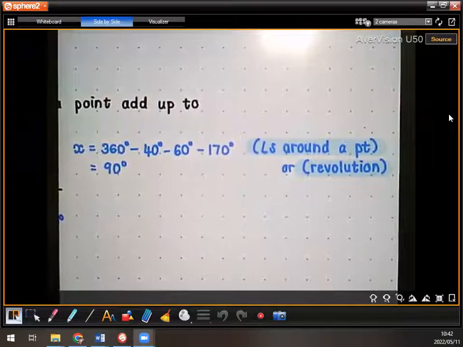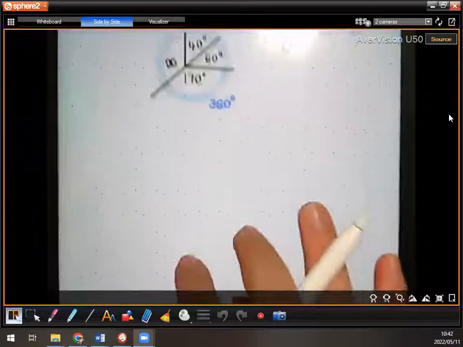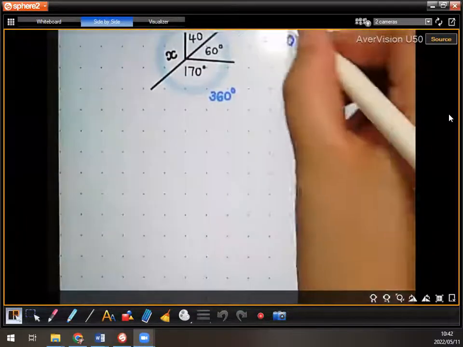Okay, so sorry guys, my picture was not correct. But are we okay with that method? 360 minus the angle that we have. Okay, let's look at the third and the final rule, and this is also the easiest one, number 3.